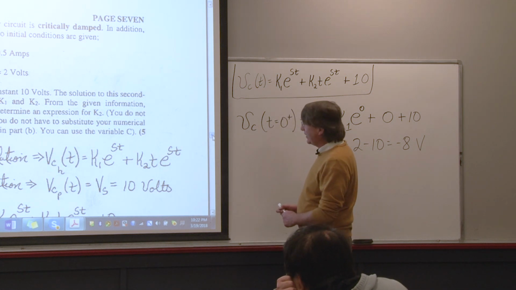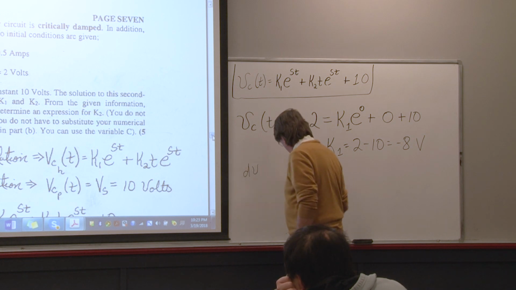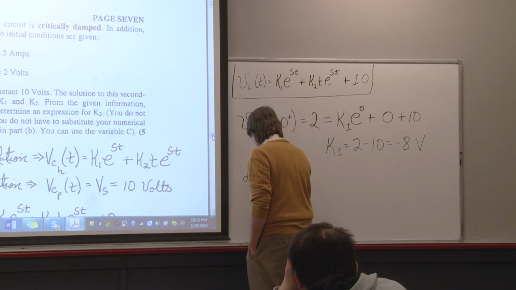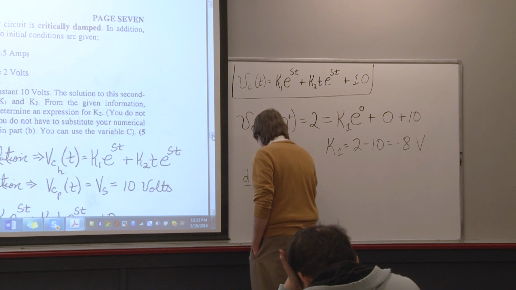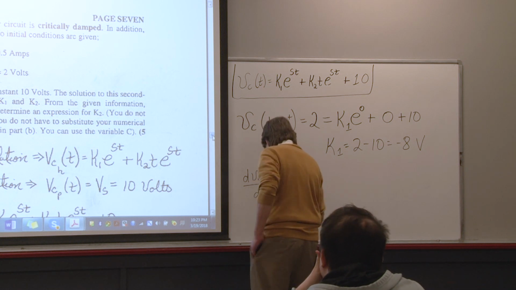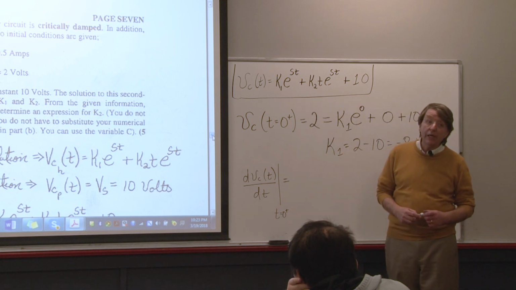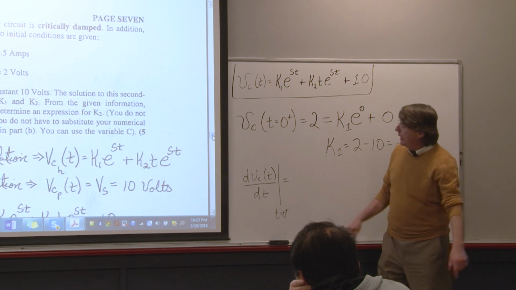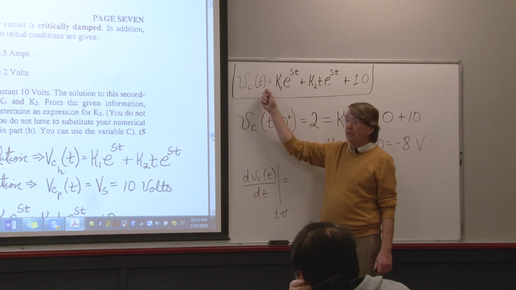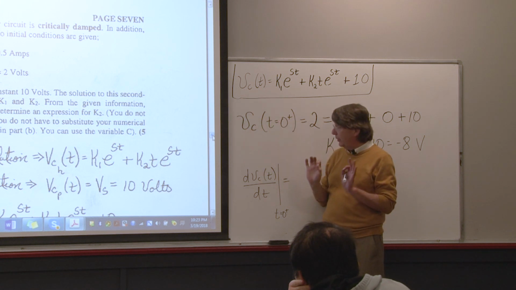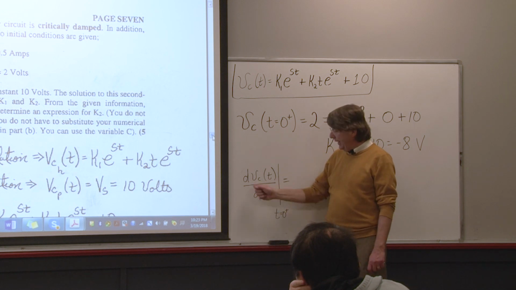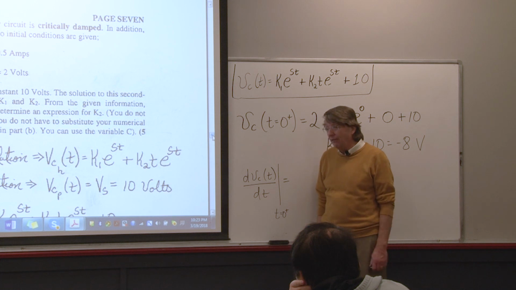Next. The next condition I want is the derivative of V sub c of t with respect to t evaluated at t equal 0 plus. Now let me stop. Some of you may be hearing this for the first time. Some of you may have had this before in Diffie Q. If you have a second order solution for V sub c of t, Tara, the two initial conditions I would like is V sub c at t equals 0 plus. And the next one would make life very easy for me, is the derivative of V sub c of t evaluated at t equals 0 plus. That would be wonderful. I would absolutely love that.